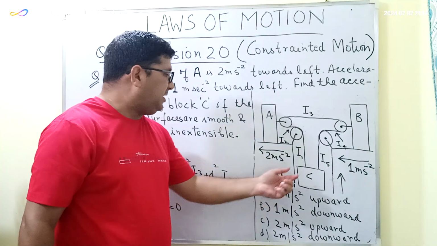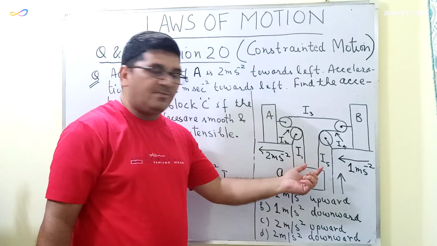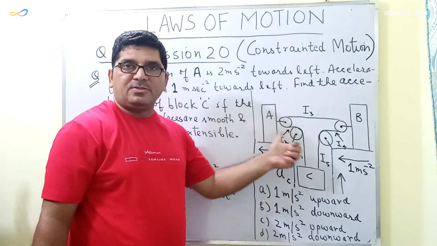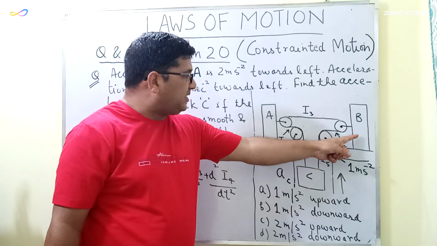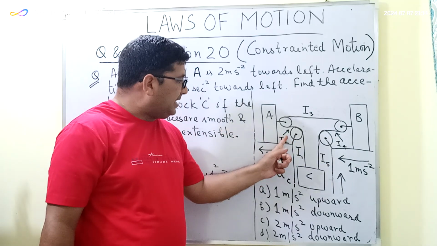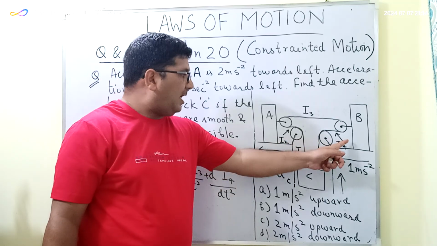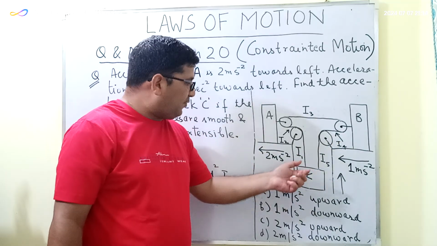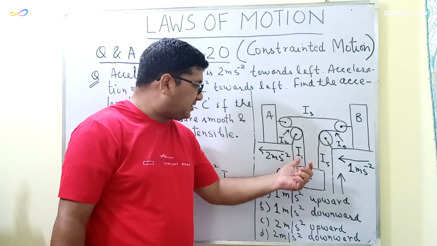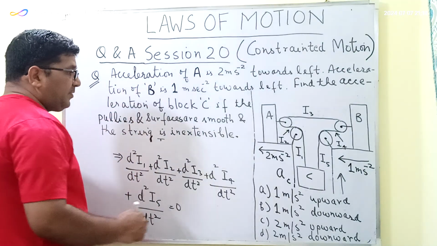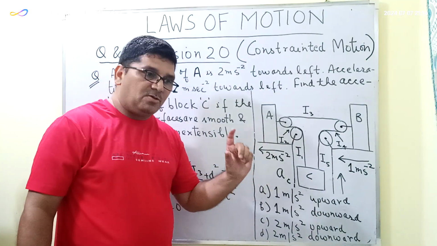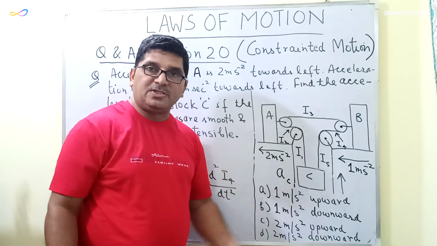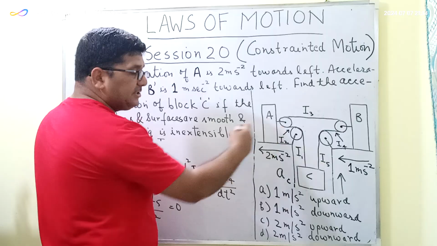Now here I will be considering the acceleration as negative for those parts of the string whose length is reducing due to the relative motion of these two blocks. Since the block B is moving towards the left and the block A is also moving towards the left, the length of this l2 part of the string will increase. The length of this l4 part of the string will reduce. Since the block C is moving upward, l1 and l5 will also reduce. So the acceleration is negative for those parts whose length is reducing, and positive for those parts whose length is increasing.